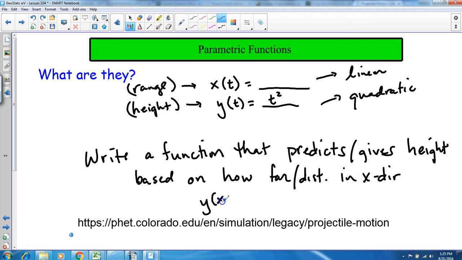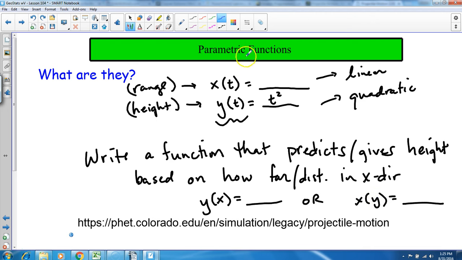So what we want to do is come up with a function that's no longer dependent upon time, like these functions are, but is now a height function dependent upon how far you've traveled in the x direction. Or if you want to flip that, we can create a function that predicts the distance traveled based on how high that thing is, and that would be a function that is essentially x of y. Our distance is dependent upon the height traveled.